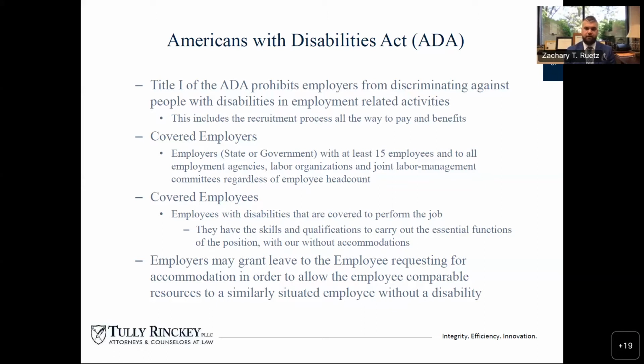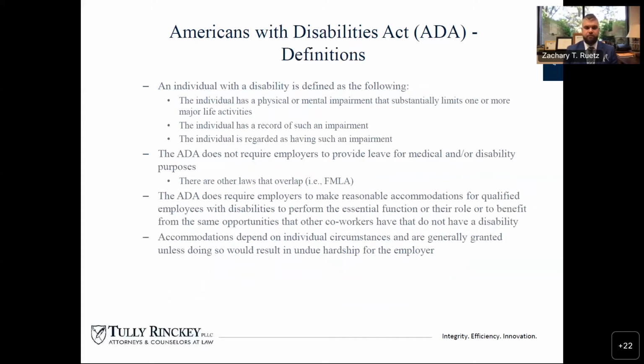Employers that are covered by the ADA can be state or government employers with at least 15 employees, and all employment agencies, labor organizations, and joint labor management committees, regardless of how many employees they have. Employees that are covered by the ADA, again, are those with disabilities that are able to perform the essential functions of their position. And you must be able to do this with or without an accommodation. We'll get to that in a second. Employers might grant leave to an employee requesting an accommodation in order to allow that employee comparable resources or accessibility to a similarly situated employee that does not have a disability.